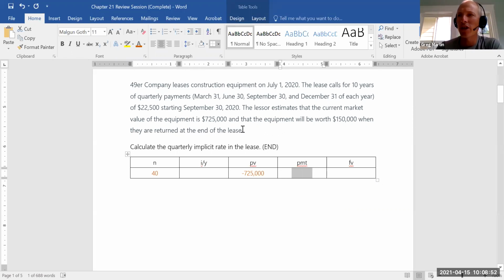Exactly. Yeah. Seems like we're getting a consensus there. It would be positive 22,500 again, because they're going to be receiving that as the lessor. And then finally, what would the FV be? Again, include the sign as well, whether it would be positive or negative.